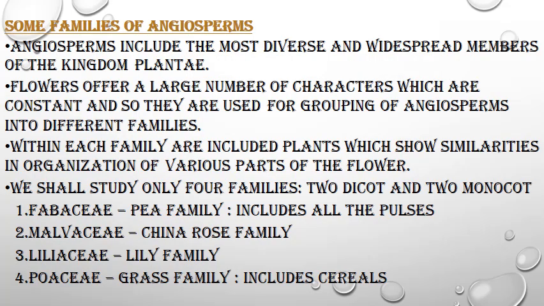Some families of angiosperms. Angiosperms include the most diverse and widespread members of the kingdom Plantae. Flowers offer a large number of characters which are constant, and so they are used for grouping of angiosperms into different families. Within each family are included plants which show similarities in organization of various parts of the flower. We shall study only 4 families, 2 dicot and 2 monocot.